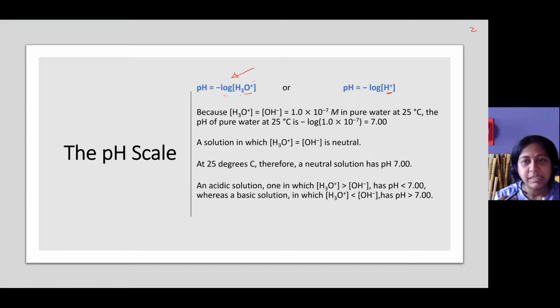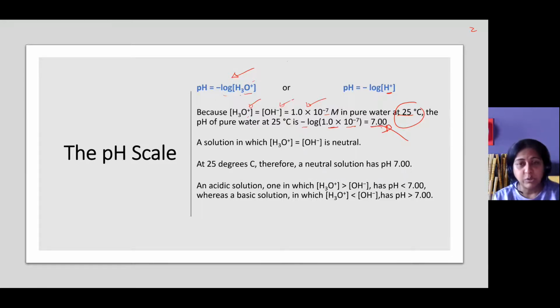So, we use the ionization of pure water at 25 degrees Celsius. The concentration of hydronium ions equals the concentration of hydroxide ions, which equals 1.0 times 10 to the negative 7. So let's convert that into pH. Negative log of 1.0 times 10 to the negative 7 is equal to 7. So the pH of pure water at 25 degrees Celsius is 7.00.